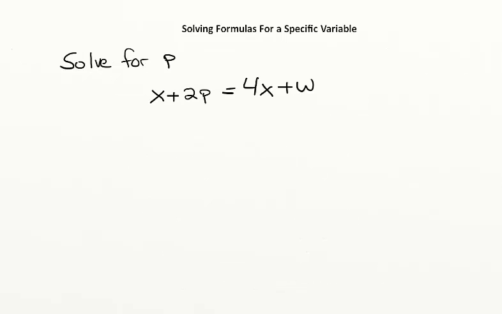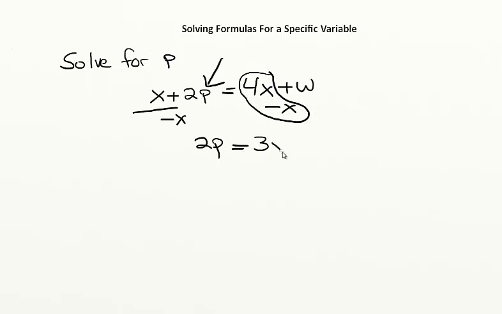Here's our second example. We have this linear equality here, and we want to solve for p. So p is right here. When we solve for p, we want to get p on one side and everything else on the other side. The first thing we need to do is get rid of this x that's on the left along with our 2p. So we're just going to subtract an x from both sides. We'll get our 2p is equal to 4x minus x, so that's going to be 3x, and then plus our w.